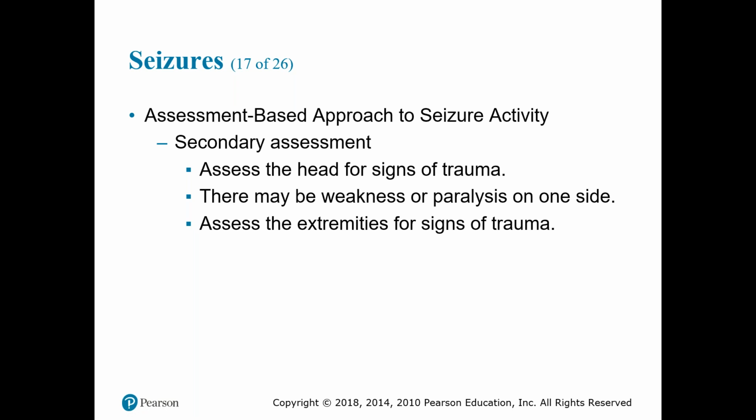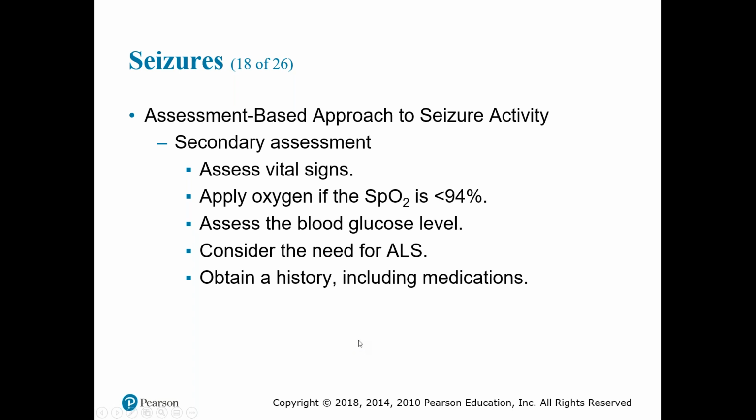When we dive into our secondary assessment, what we're looking for is any signs of trauma. So when we're doing our history, ask any bystanders on scene: did that individual fall and hit their head and then they began to seize? Or did they seize and then fall and then hit their head? And then also do a good thorough head to toe assessment of that patient's body systems to look for any type of secondary injuries.